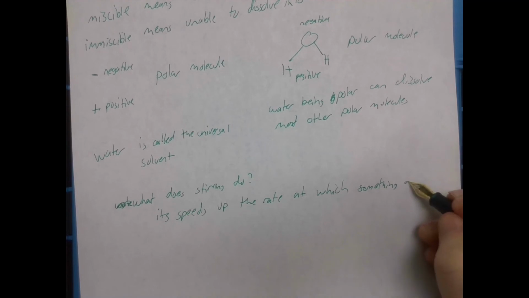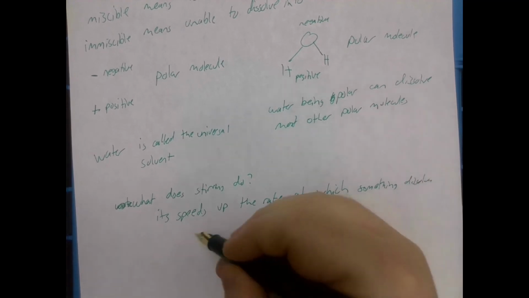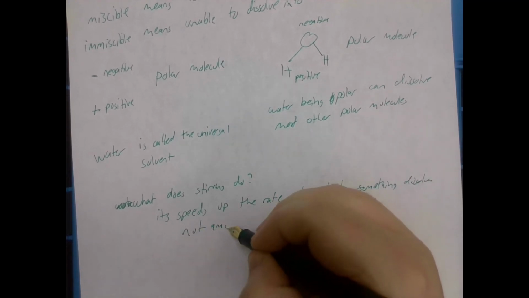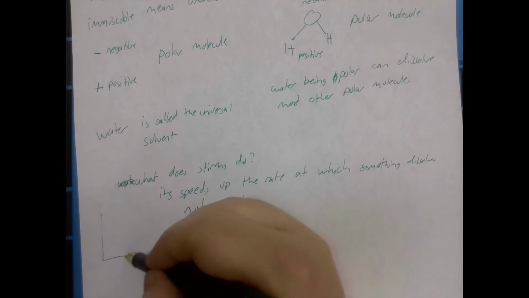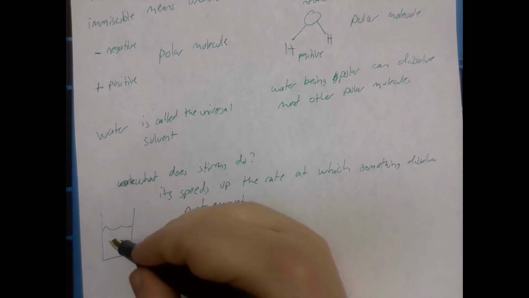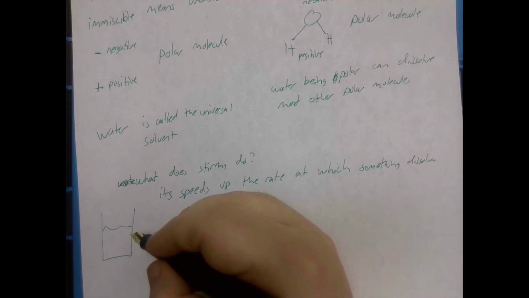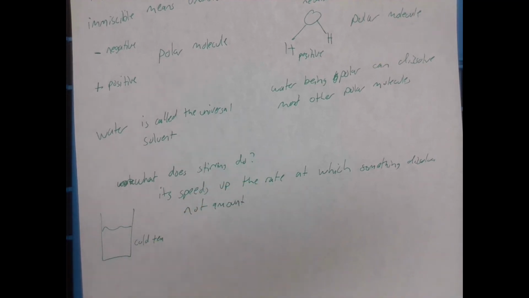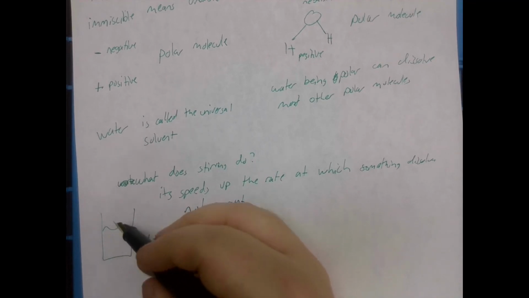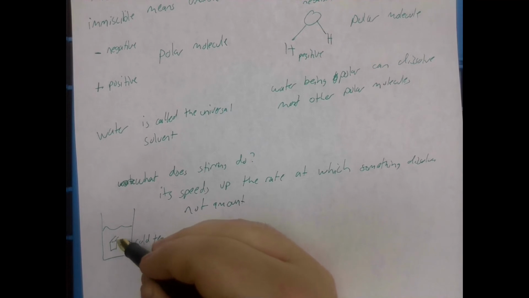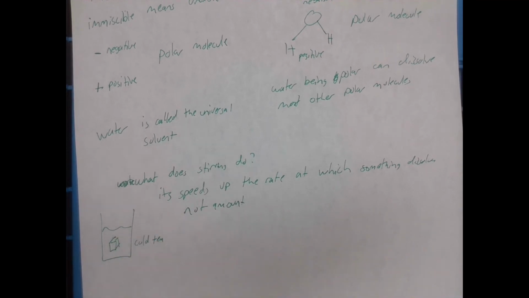What is it called? Not amount. So it doesn't change how much will dissolve, only the rate at which it does. So if you have some sugar water, some cold tea, first of all, you're not going to get as much sugar to dissolve in it. But then you put some sugar into it, one cube. It could be a few hours for that cube to actually fully dissolve.